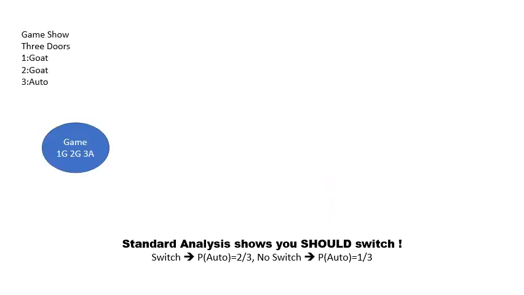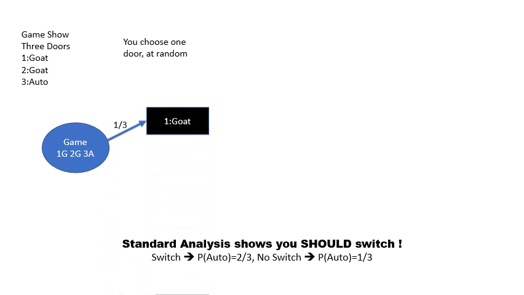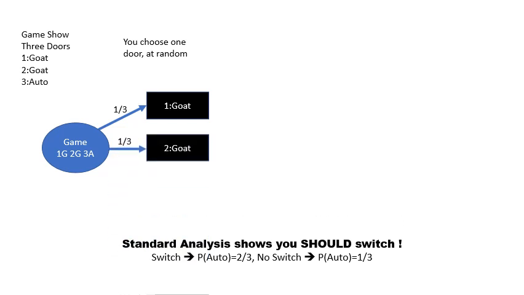There is a game show in which you are standing in front of 3 doors. One of them has a goat, the second has a goat, and the third has an automobile, and you get to choose one of the 3 doors. You choose one door at random. There's a 1/3 probability that it is the first door which has a goat behind it, and a 1/3 probability that it is the second door which also has a goat, and a 1/3 probability that you choose the right door, which has the grand prize of the automobile.